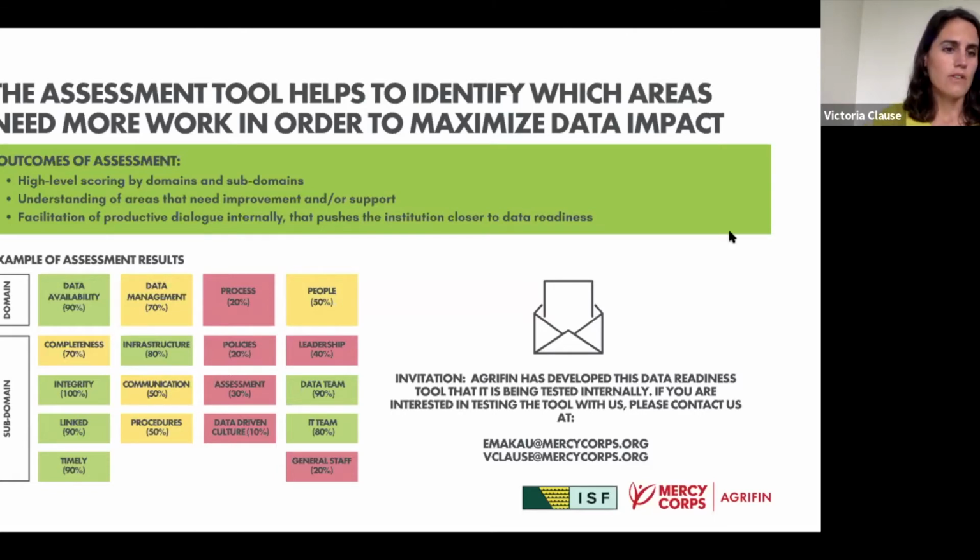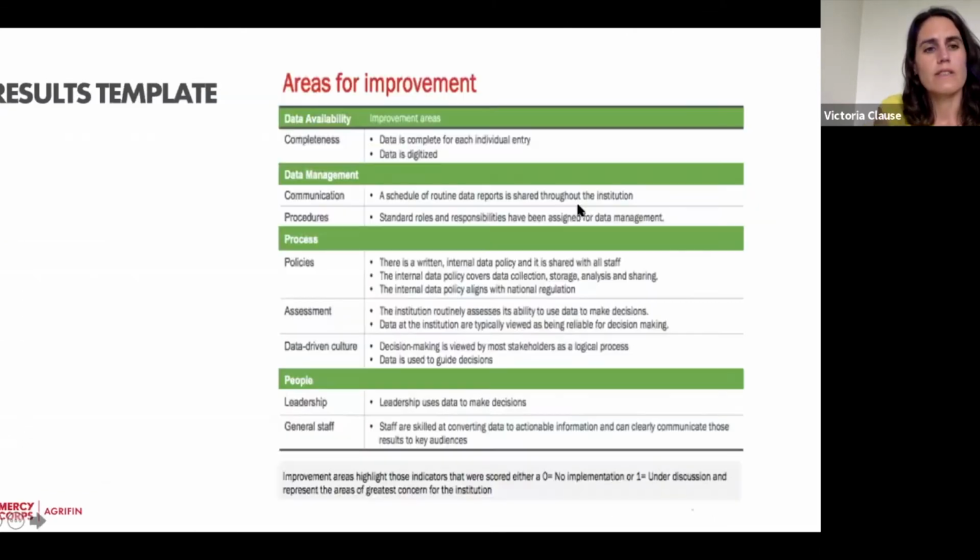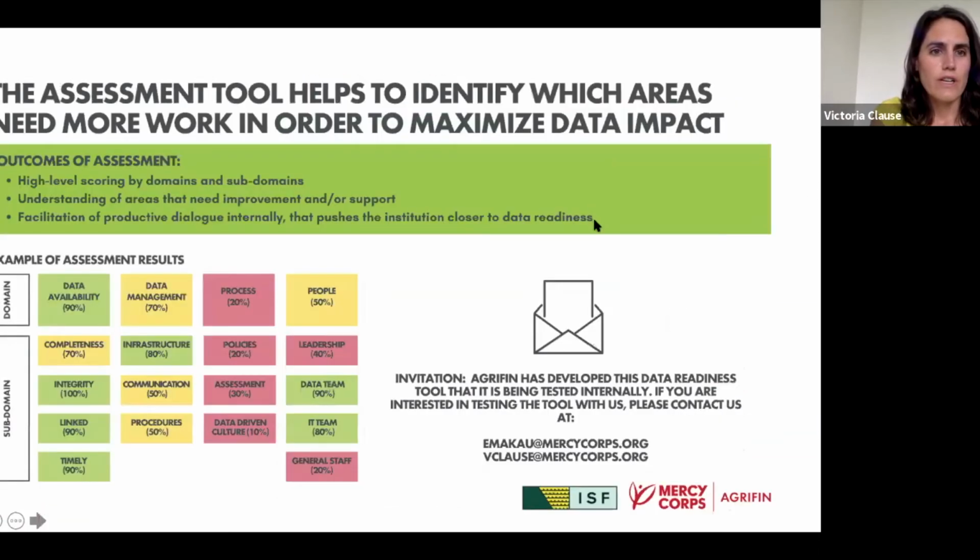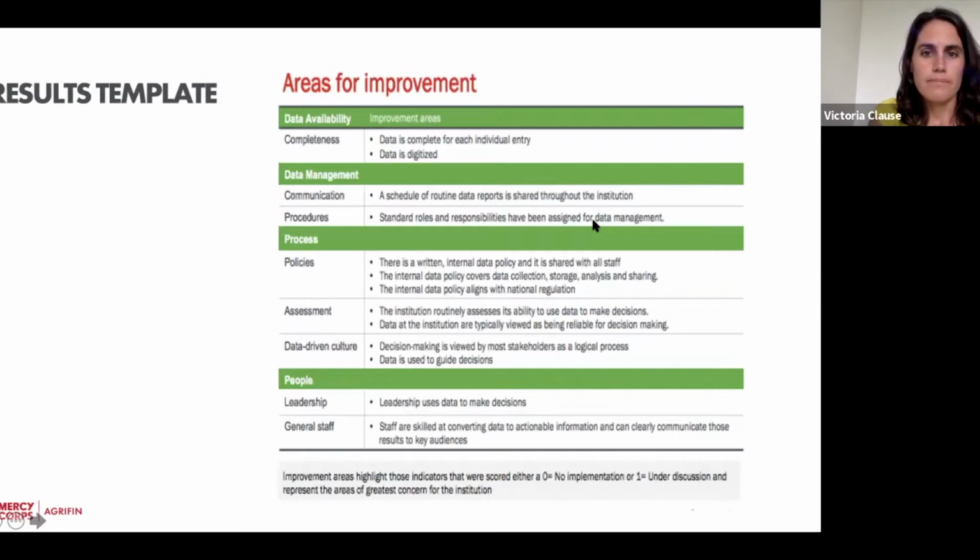On the next slide, you'll see the second part of the outcome of the assessment. Here are the specific actions that an organization can take. This lifts directly from the areas which have scored as needing improvement. So for example, here, if you look under data management, you can see that one area that this organization would need to improve on is their procedures. So basically ensuring that the standard roles and responsibilities have been assigned within the organization.